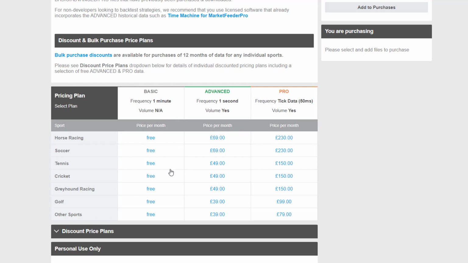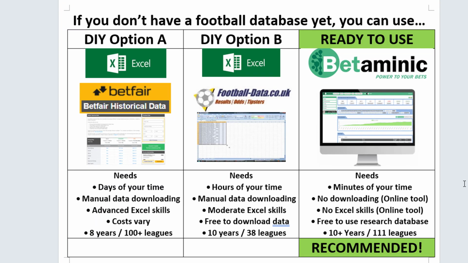You can get some for free, but other kinds of data from Betfair cost more if you want the price changes from each second, or tick data. So I'm not a big fan of option A, but some people do use that. And it is possible to get that data for free, but it will take days of your time.